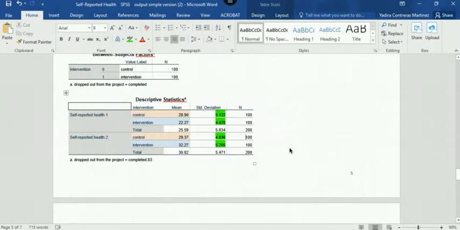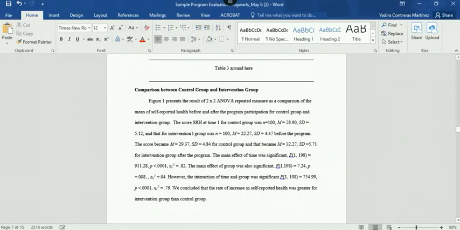For this section, you'll want to have your SPSS output open as well as your Word doc. We will first report the statistical information before the program. If we take a look at the control group, we can see that the mean was 28.90 and the standard deviation was 5.122. We go back to our sample paragraph and we will see that the number of participants that completed the program was a lowercase n equals 100. The mean was 28.90 and the standard deviation was 5.12. We'll only be rounding to the second decimal place.